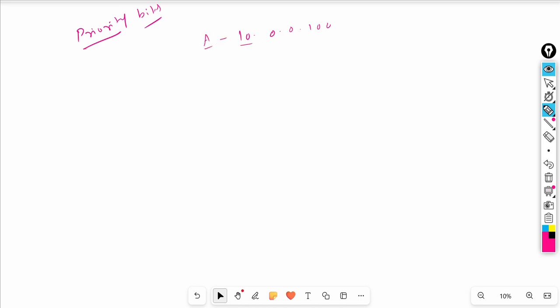How can you say class A? Because the first number is 10. If any number is between 0 and 127, that is class A, right? This is the way of finding out the class. But how does the system identify the class? That is the important part, right? The system identifies the class of an IP address with the help of priority bits.